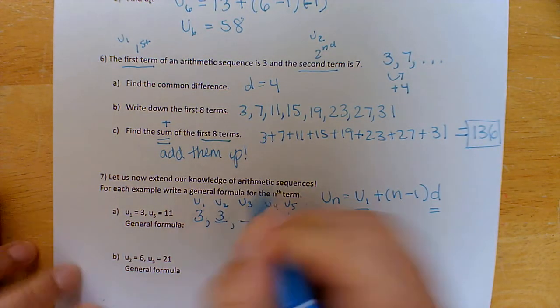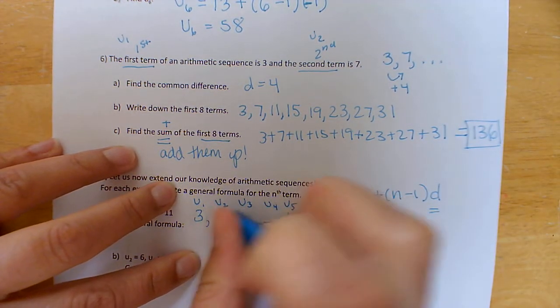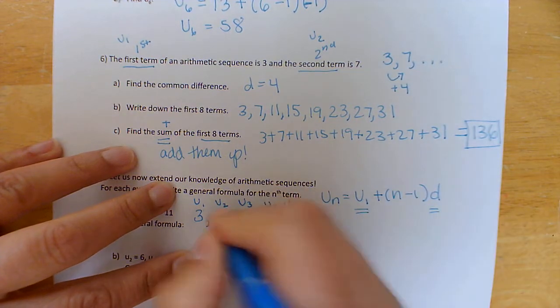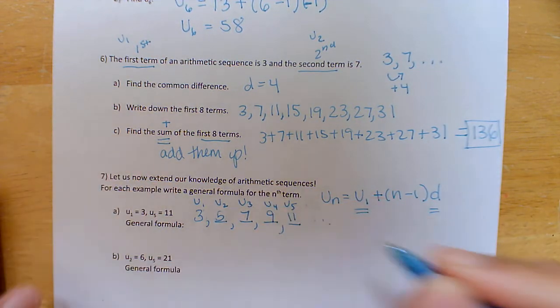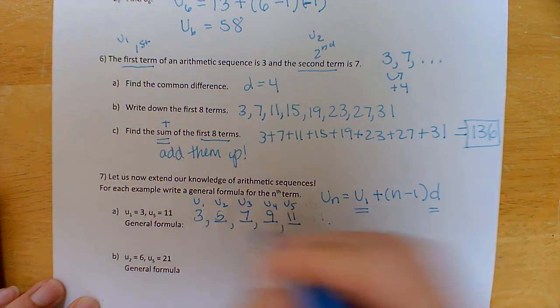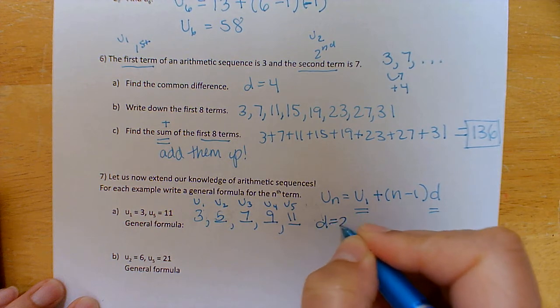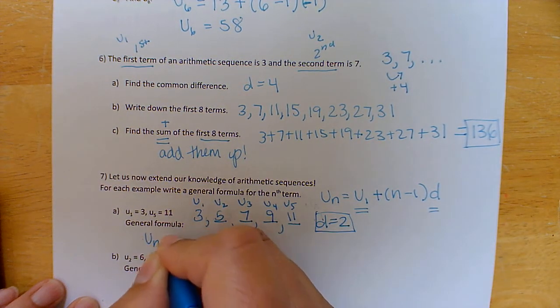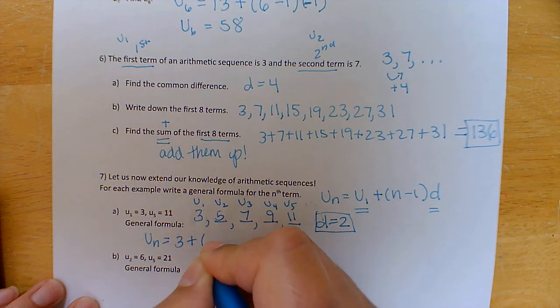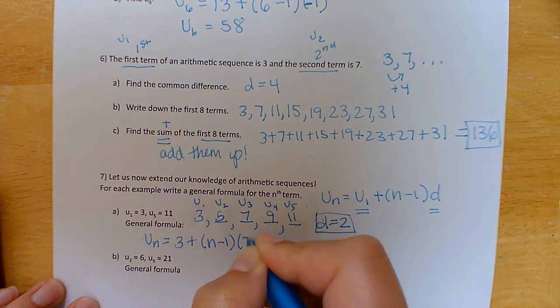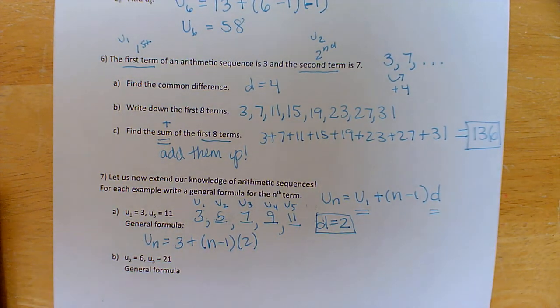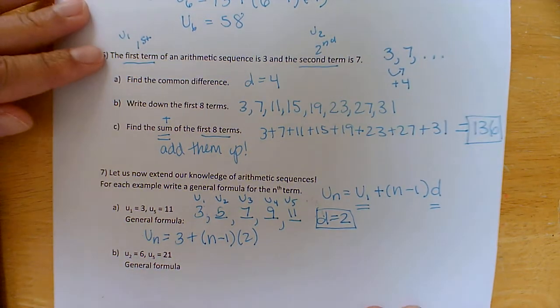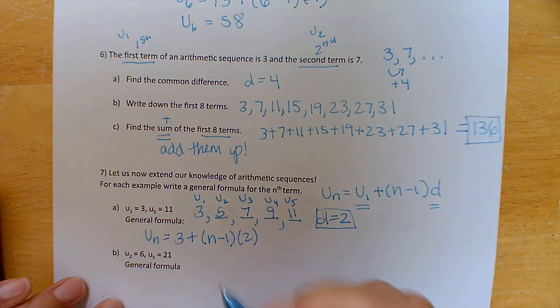3, 5, 7, and 9. Okay. So now I can do my common difference, and I found that my common difference was positive 2. And I can write my general formula. U sub n equals 3 plus n minus 1 times our common difference of 2. That was funny. I tried to do a whole lesson and worked out that, you know what, I might not get it this time.